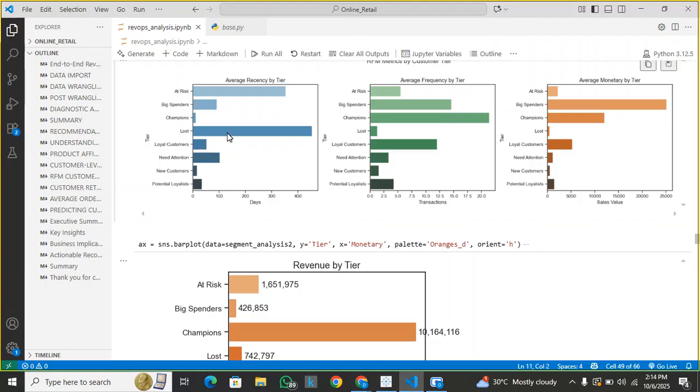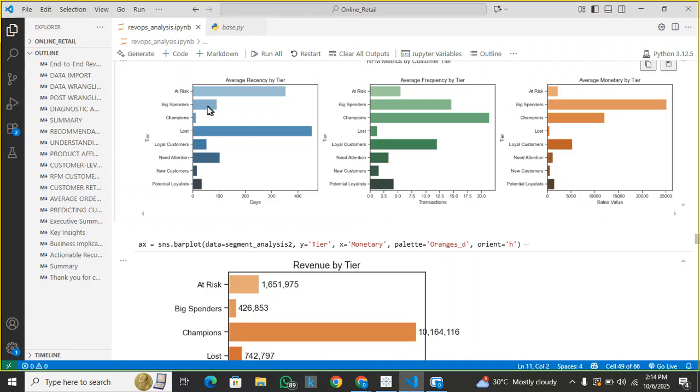For lost customers, their spend is very, very low. It's been long since they bought, and they don't even buy frequently. Champions are our best customers. They bought very recently. They have high spend, and they buy very frequently, so they are consistent.